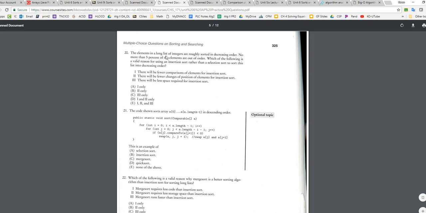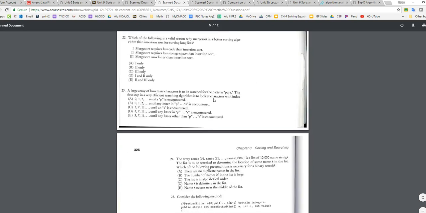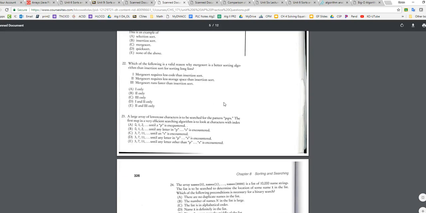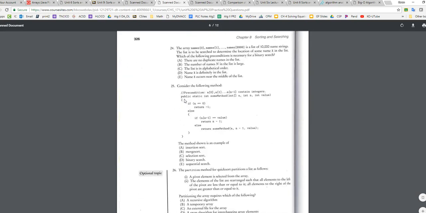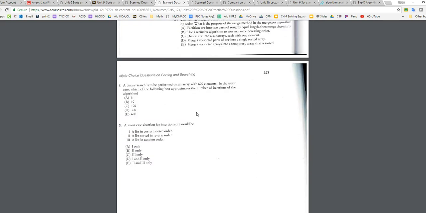The key here is that it's a long list of integers, and they are already roughly sorted in decreasing order. No more than 5% of the elements are out of order. So that helps you make that decision. Next, you want to look at these questions like number 22 and do what I just did, work backwards, and see what the solutions are. I'm just looking for a couple more that might be useful.